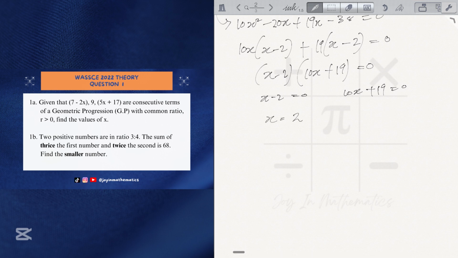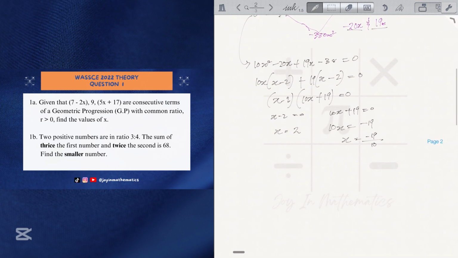x is equal to 2, and x is equal to, let's bring this minus 19. This is 10x. Okay, 10x is equal to minus 19, and x is equal to minus 19 over 10. So these are the two values of x: x is equal to 2 and x is equal to minus 19 over 10, divided by 10.